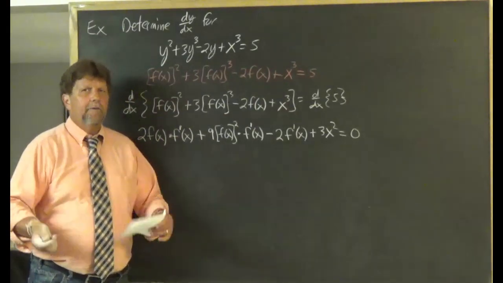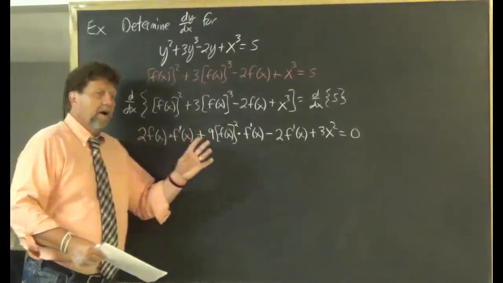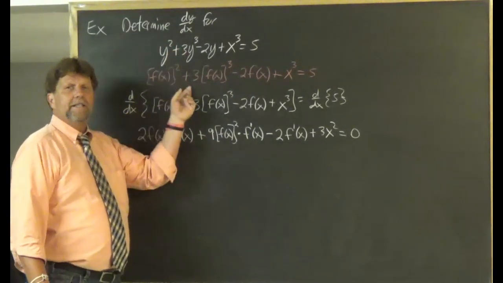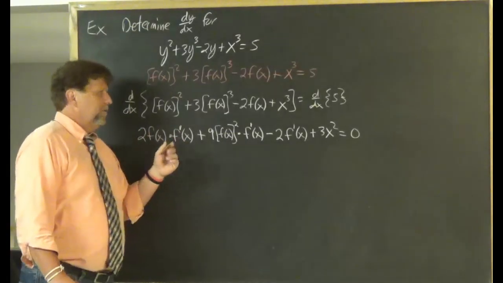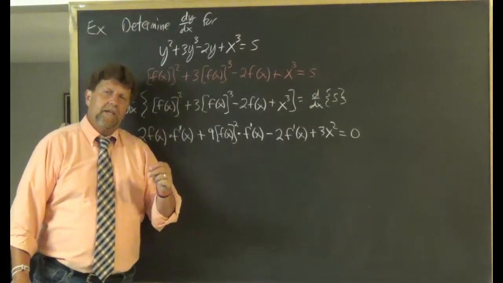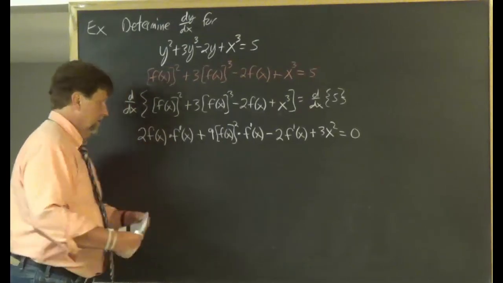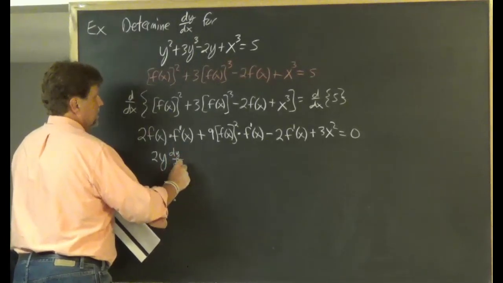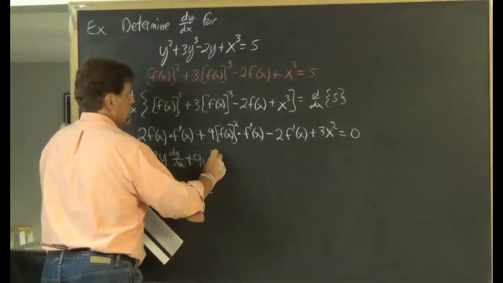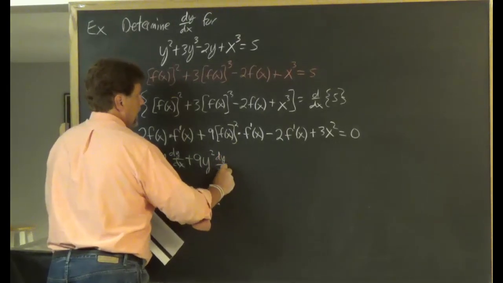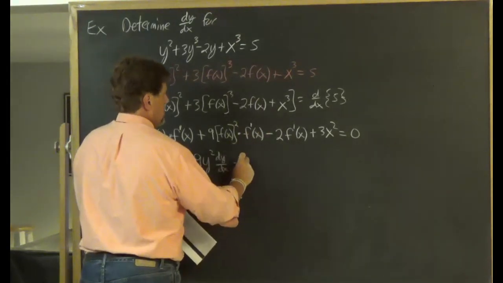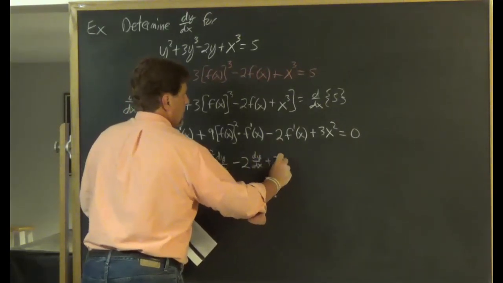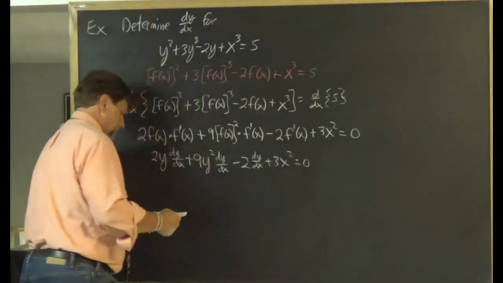Now I go back and I resubstitute. Everywhere I see an f of x, I'm going to replace it with y. That's kind of undoing what I did here with the red colored chalk. And everywhere I see f prime of x, I'm going to replace it with dy/dx. So I'd have a 2y dy/dx plus a 9y squared dy/dx minus 2 dy/dx plus 3x squared equals 0.